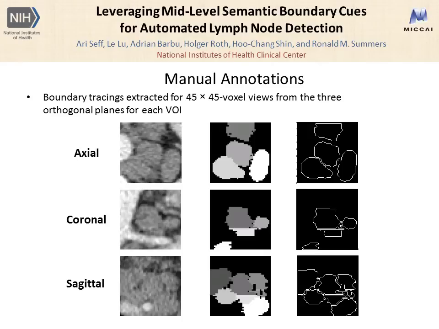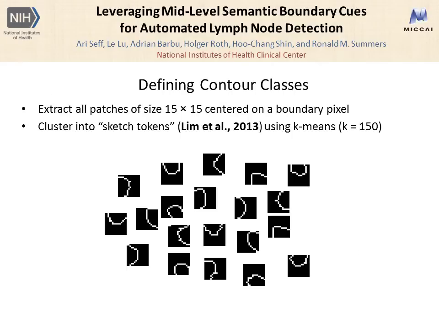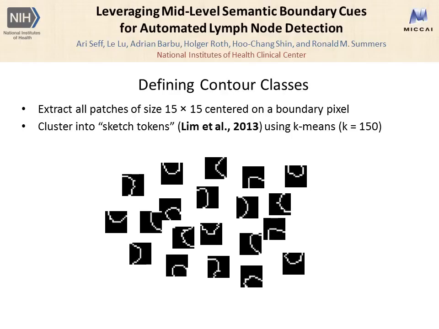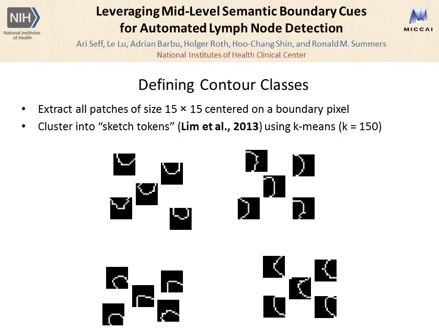Computing our semantic feature maps, which will serve later as mid-level input for HOG, begins with training a lymph node-specific contour detection system. Lymph nodes exhibit substantial variation in shape, implying a wide spectrum of boundary contour appearances. Seeking to capture this distribution, we first extract all binary patches from the training set with a center pixel residing on a lymph node boundary. K-means clustering is then performed on these lymph node boundary patches to define distinct contour classes, known as sketch tokens.